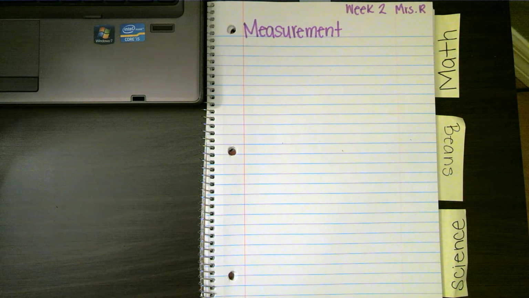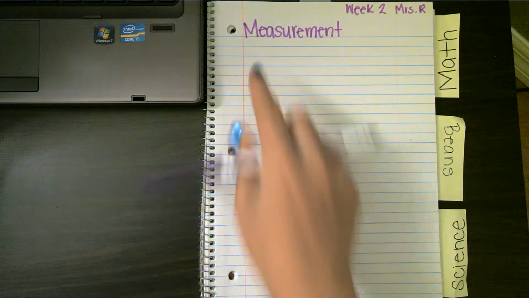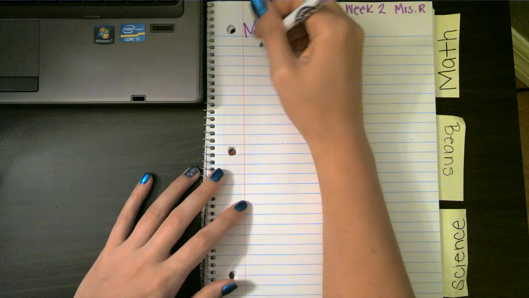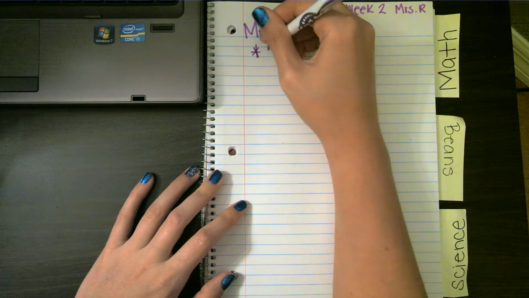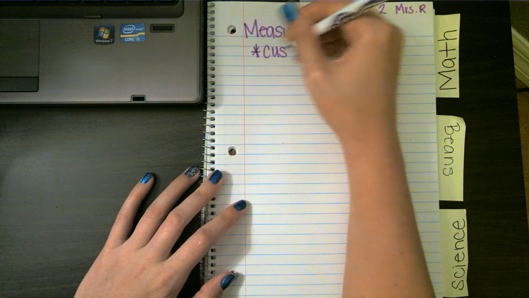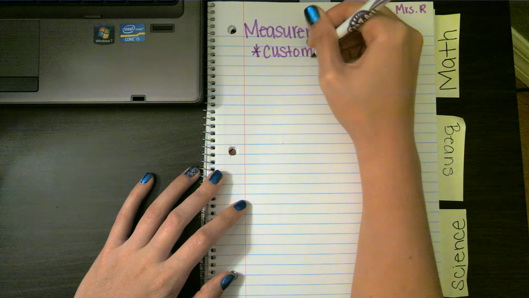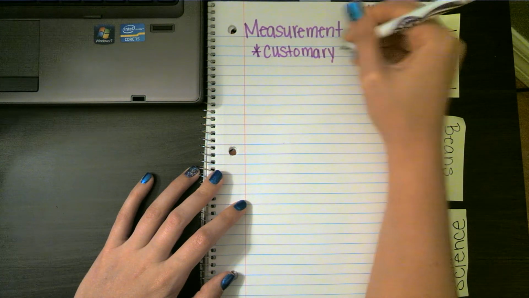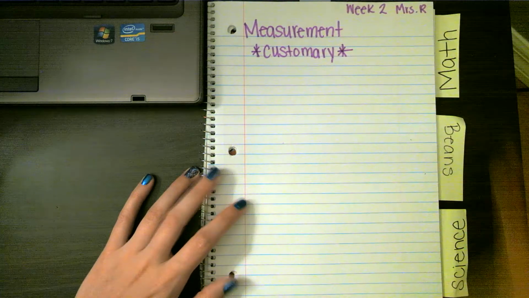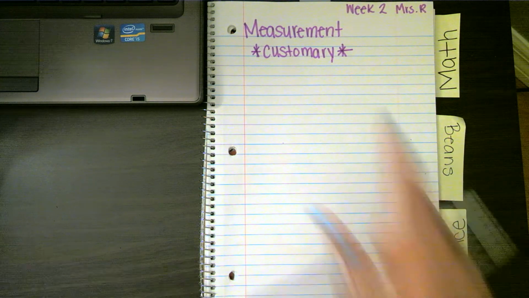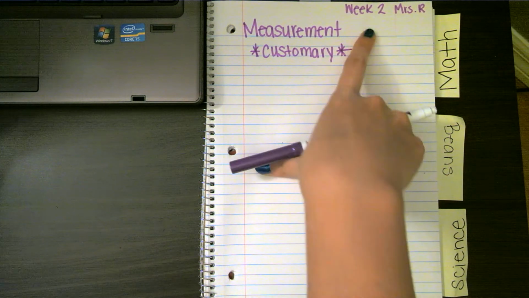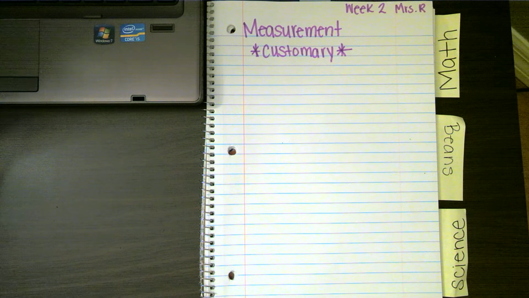Today we are going to go over a bit of what you are learning about in math. So we're just going to talk about measurement, but specifically we're going to talk about customary measurement. Take a moment to make sure that your title, customary, your week, and your name is on your paper.